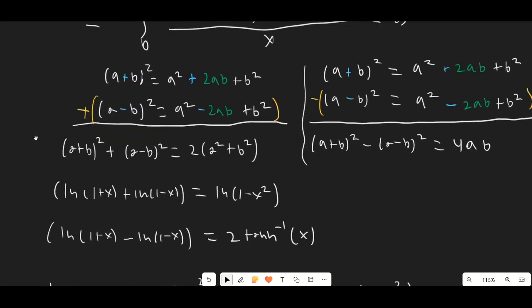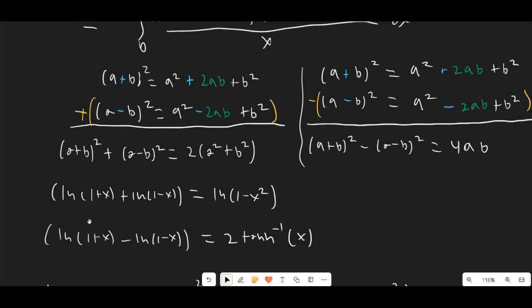So for example, since in this case our a and b are natural log of 1 plus x and natural log of 1 minus x, when we add them together we get natural log of 1 minus x squared, which is just one natural log rather than 2. And when we subtract them, we get 2 times the inverse hyperbolic tangent of x, which is a little bit nicer than some natural logs because we have some tricks with the inverse hyperbolic tangent, right?